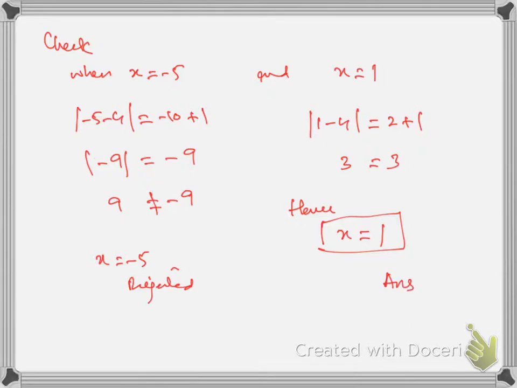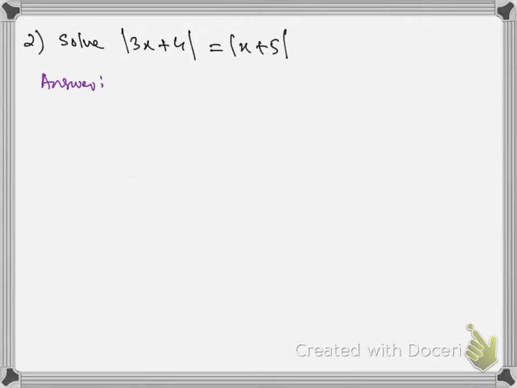This question is over. Now let's do another example regarding this plus minus method. Example number 2. In example 2, there is modulus on both the sides. Therefore, we will not check the answer in this case. When modulus is on both sides, there is no need to check the answer. Let's solve this question. We will use the plus minus method.